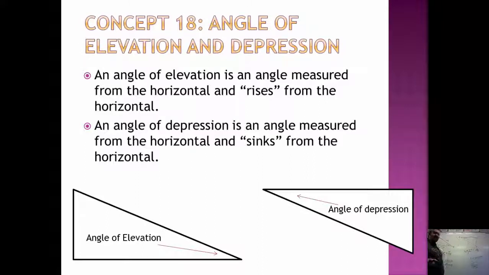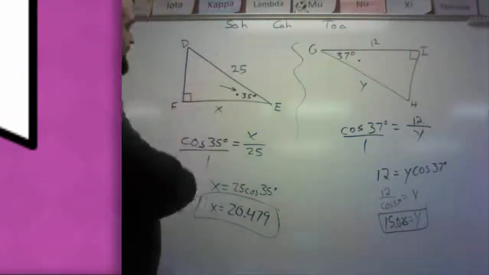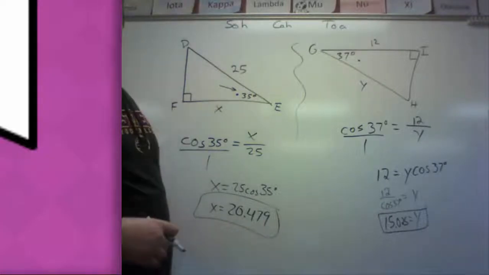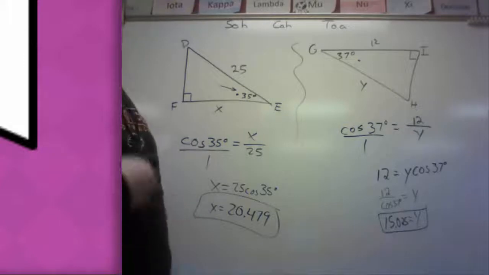In the last video, I gave you a little bit of introduction to angle of elevation. Basically, angle of elevation is the angle measured from the horizontal that rises. So it's an angle that's upward. So in this case here, 37 would be an angle of elevation, because it rises from the horizontal. EF is horizontal. The hypotenuse rises 35 degrees, angle of elevation.